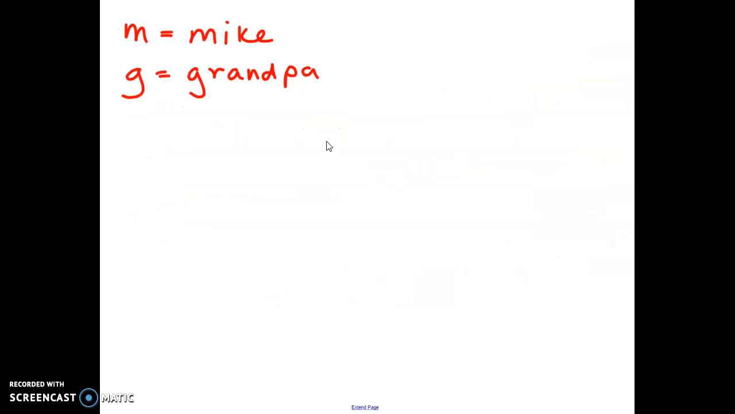All right, let's take a look at the third example on your handout. And this one we have two different people we're talking about. We're talking about Mike and his grandpa. It says that their ages added together is 68. So that means that M plus G would equal 68. So Mike's age plus his grandpa's age would be 68.